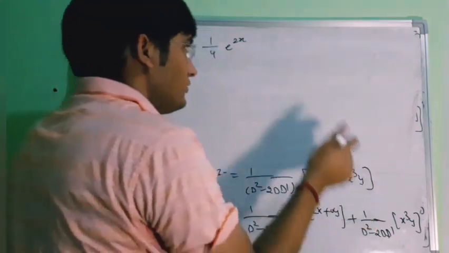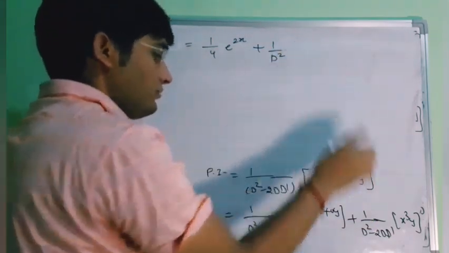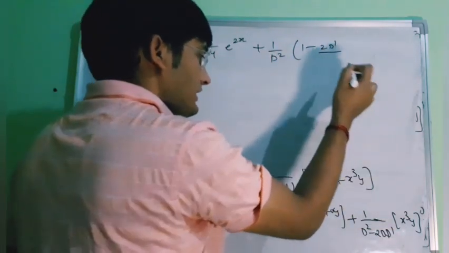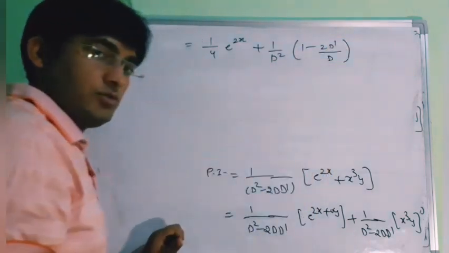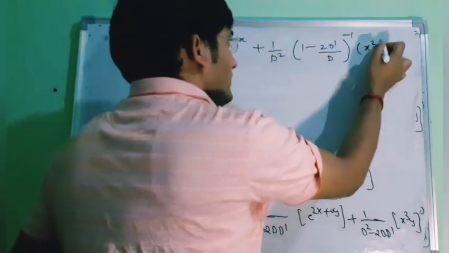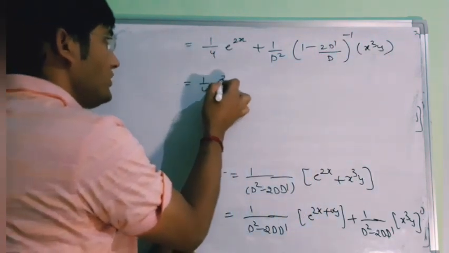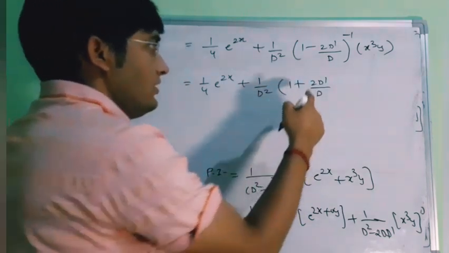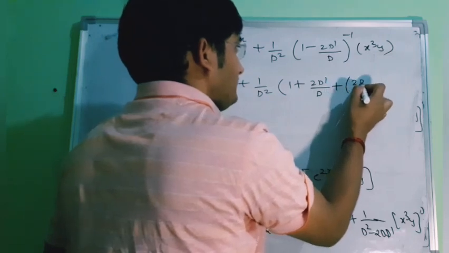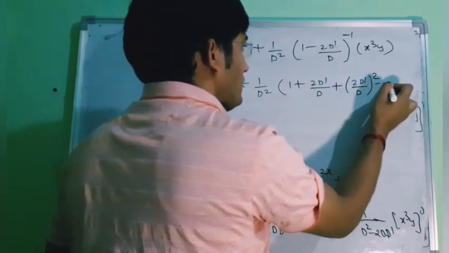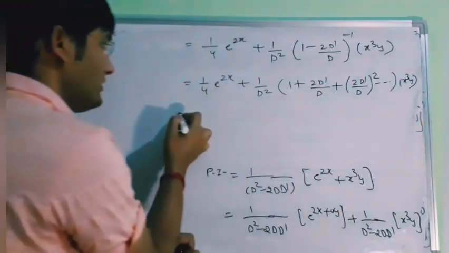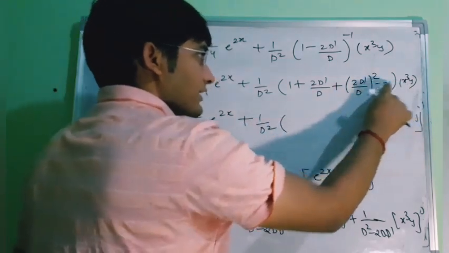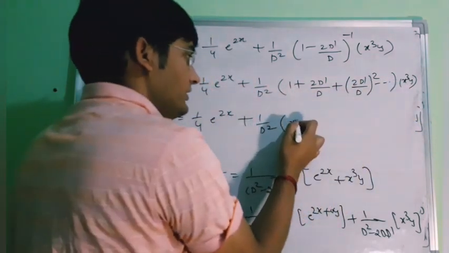Then here let us take 1 upon D square common. So if we take 1 upon D square common, then in the bracket we will get minus 2D' upon D, and after taking it in the numerator we will have minus, then in the bracket we will get x cube y. So this is equal to 1 upon 4 e to the power 2x. Now use the binomial expansion. So this will be 1 minus x plus x square and so on. So you can see that this is equal to 1 by 4 e to the power 2x plus 1 upon D square. Now as we multiply this term with 1, we will get x cube y.